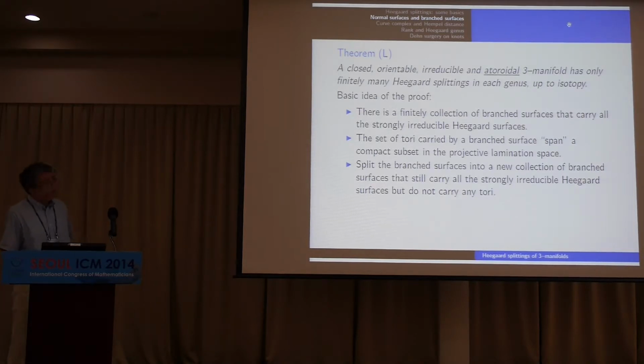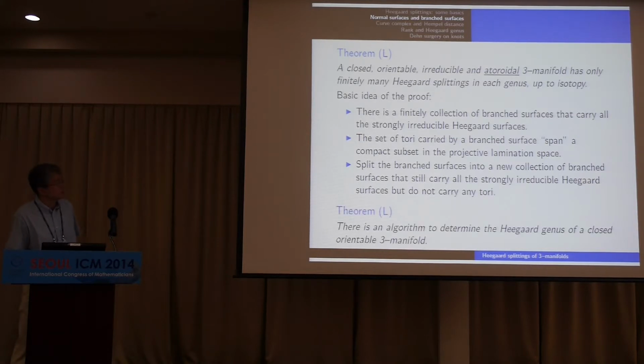And so this is, for each genus, you have finitely many. Oh, I forgot to mention this: you can modify the proof and use a modified version of the proof to give an algorithm to determine the Heegaard genus of a three-manifold. This algorithm is actually a proved algorithm. It's basically just, for each genus, you try to list all the possible Heegaard surfaces, and you just keep listing, and eventually you find the smallest, the first one.